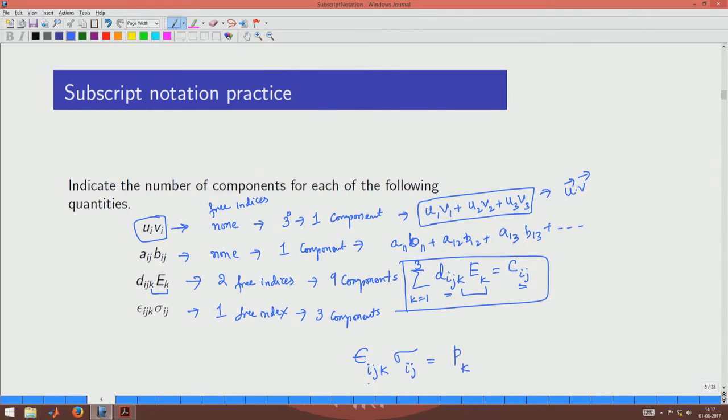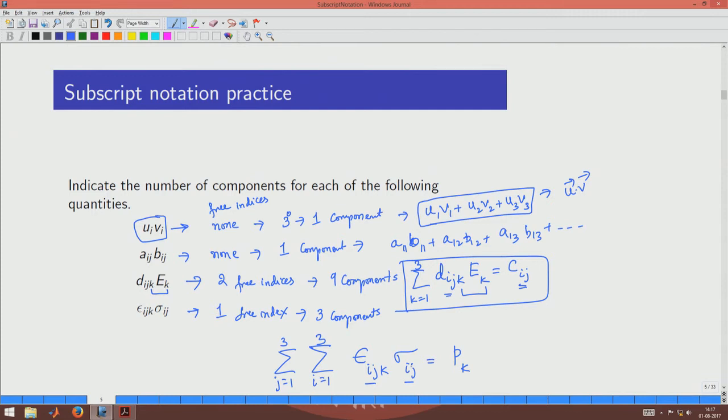So here you can see that i and j are repeated, so they both are dummy indices. k is a free index, and because it is only one index, it means that it is a vector we are talking about, and the expression really would be like this. And when we sum it up and expand the left hand side, then we would get the elements of p for each value of k that we are going to write.